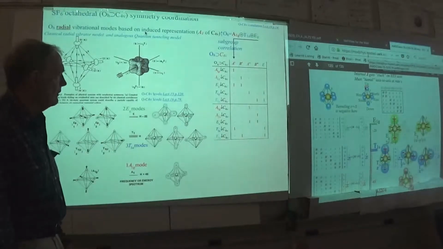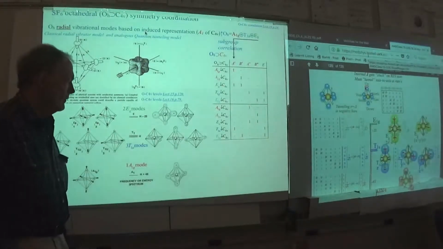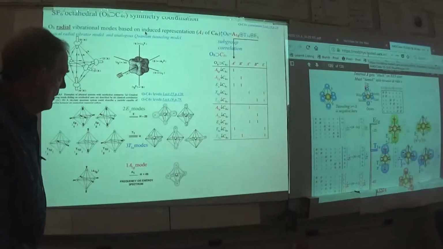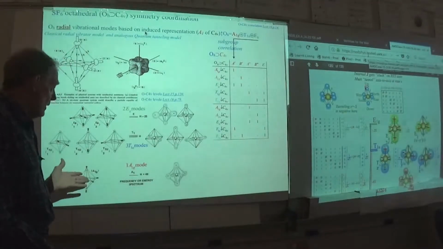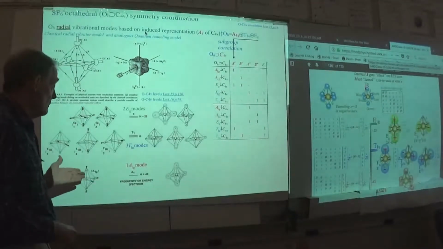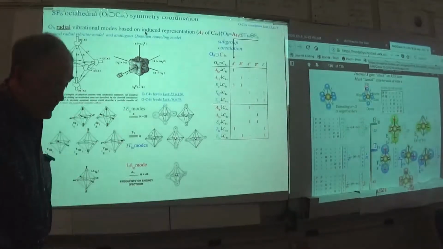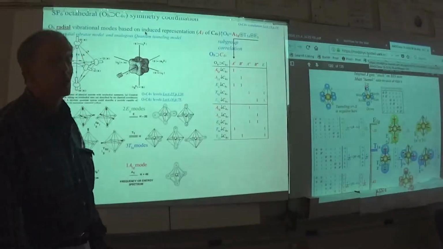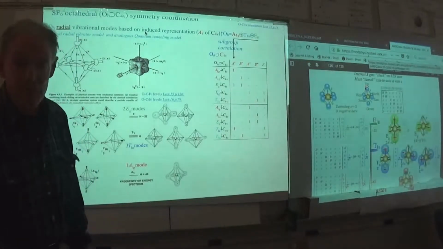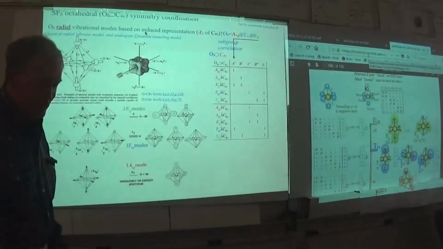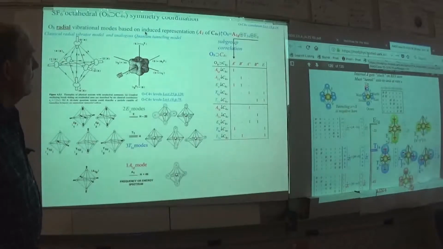Usually it's the grounds, the lowest vibrational modes. Very often, well, I should say sometimes the lowest modes are the breathing. If it's got lots of stretch springiness, then the breathing mode is very often the highest frequency. With SF6, it's pretty near the top. So we'll be doing that.